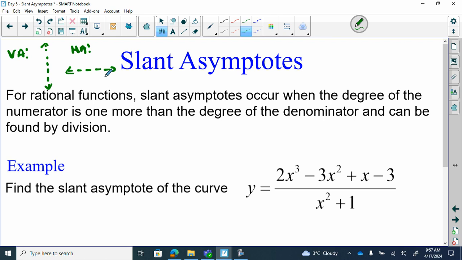Horizontal asymptote. Say there's a horizontal asymptote at y equals 2. That means the further right you move, as your x values approach positive infinity, your curve is going to bend towards a height of 2, like that. Same thing on the left. If you move towards negative infinity, you're bending towards a height of 2. What do you suppose a slant asymptote looks like?